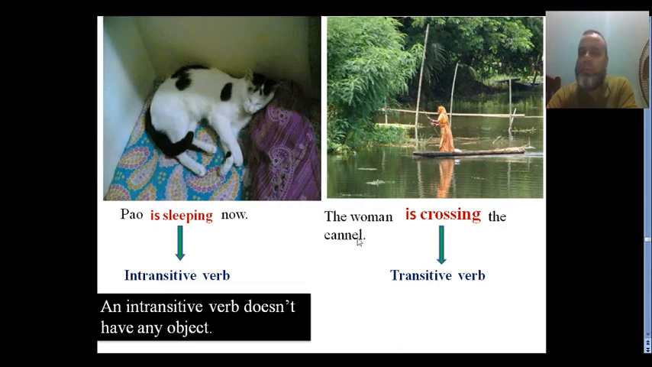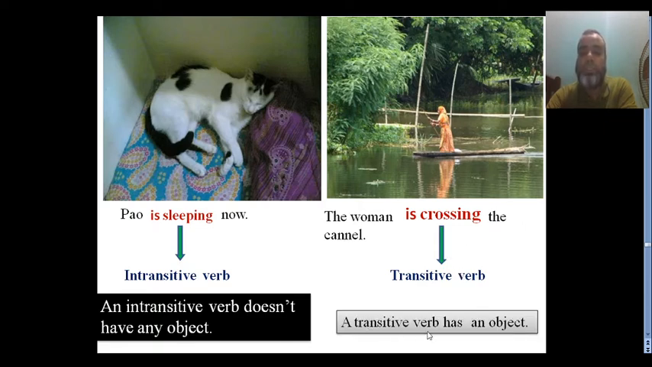But if you think about this sentence, the woman is crossing the canal. In this sentence, the woman is the subject, is is auxiliary, crossing is principal, and the canal is the object. So there is an object in a transitive verb. So a transitive verb has an object.